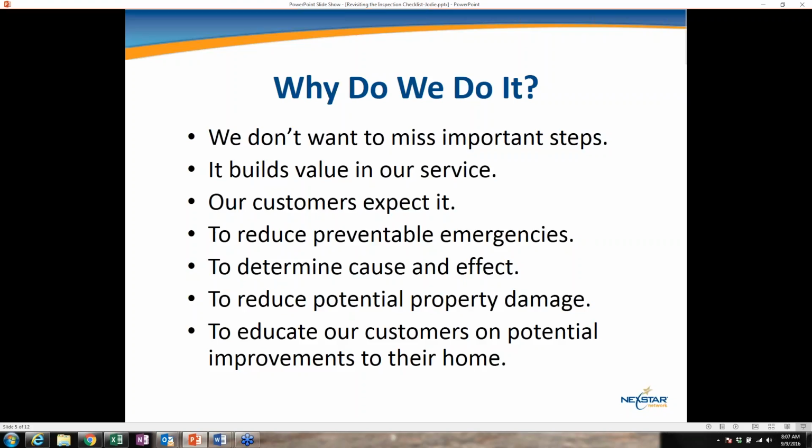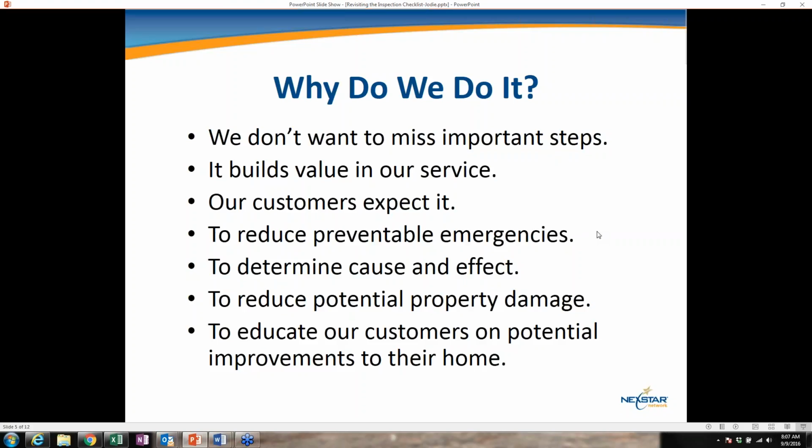Okay. It reduces preventable emergencies. So things like the water shutoff underneath a sink, near a water closet, the washing machine hoses. These are all things that can really cause a lot of challenges for a customer. So, our job is to prevent these emergencies. And that's why a checklist is so important to integrate into your service process.